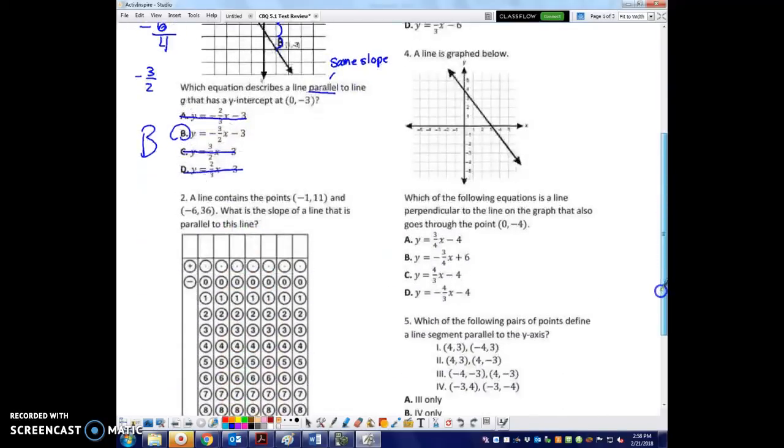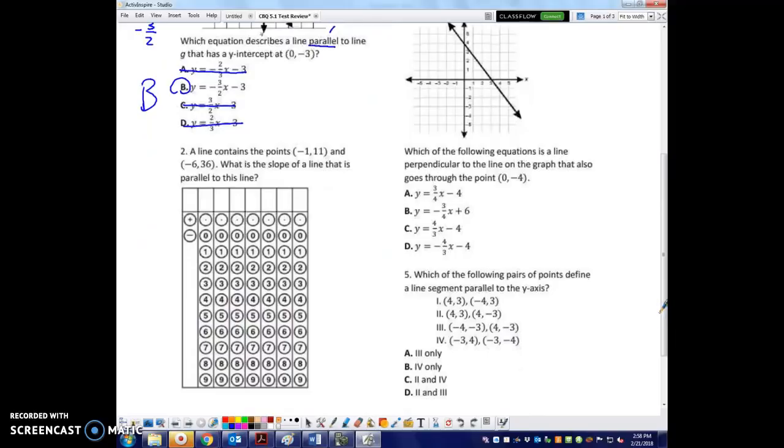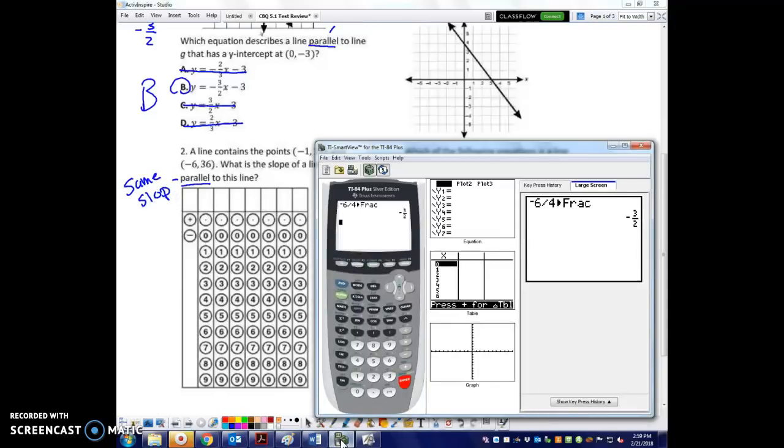Okay, number 2. It says the line contains points this and that. What is the slope of a line that is parallel to this line? Parallel means what? Same slope. So we just need to find the slope of those two points. Using stat is the fastest and easiest and most accurate way.